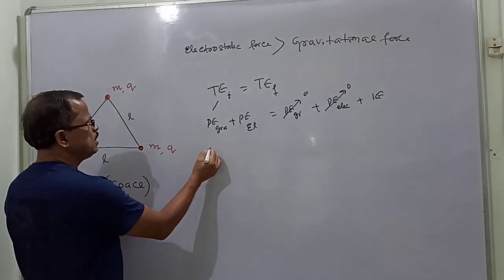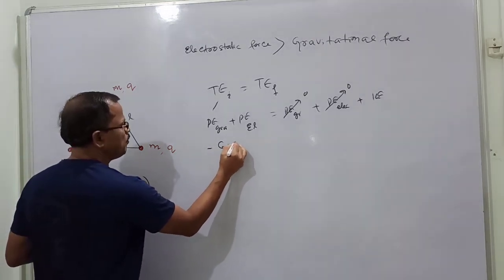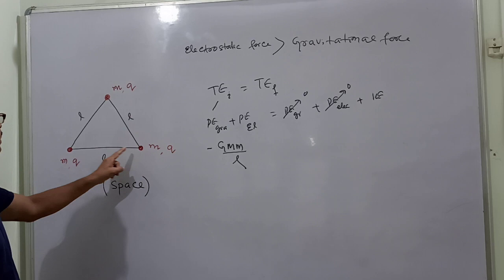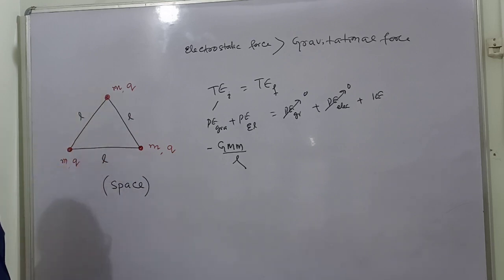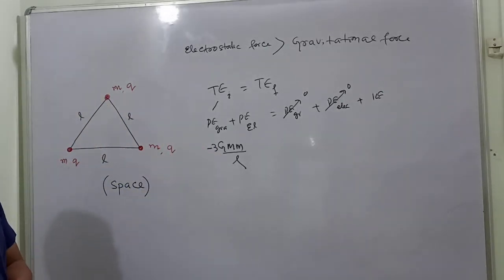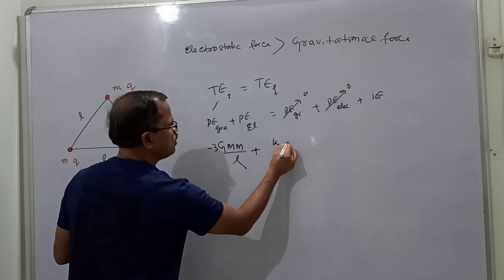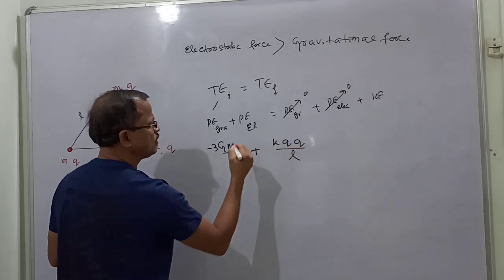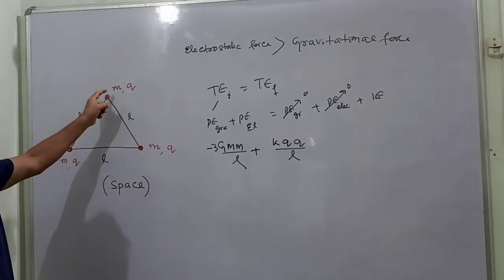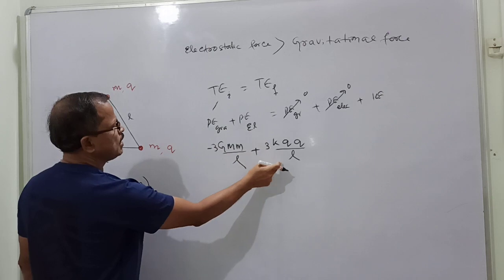What is the gravitational energy? The gravitational energy between two masses is equal to minus G m1 m2 divided by the distance between them, L. So this is minus G m m by L for each pair. Because there are three pairs, the total gravitational potential energy initially is minus 3 G m square by L. What is the electrical potential energy? It is k Q Q divided by R, where R is the distance between them. Again there are three pairs: k Q Q by R, three times. So this is the total electrical potential energy initially.